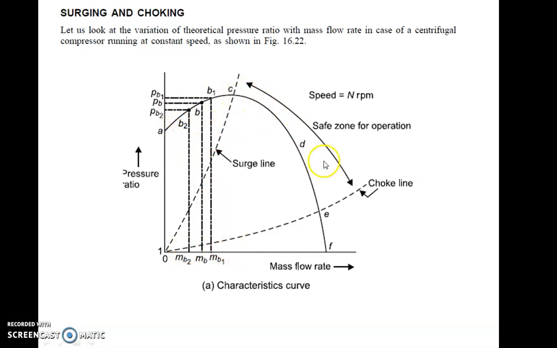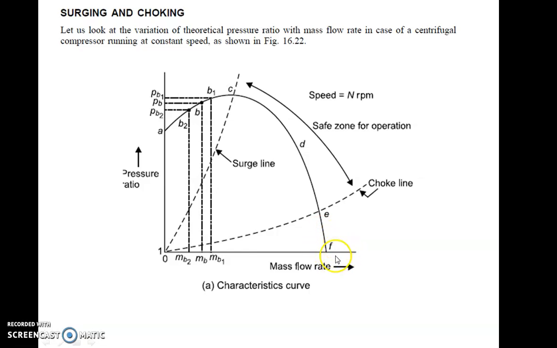But after point C, there is a decrease in head. Why? Because of the losses in the compressor we have seen. Because of friction and eddy formation, the pressure goes on decreasing as you increase the discharge further. So C, D, E, F is the nature of the curve, after maximum efficiency or maximum pressure is reached. So D to E to F.